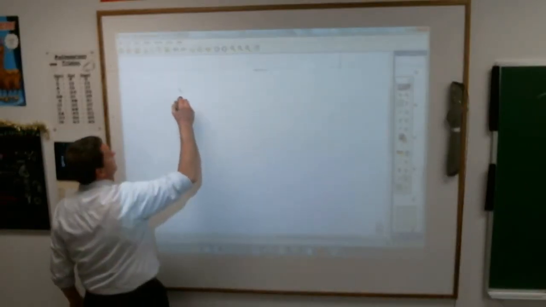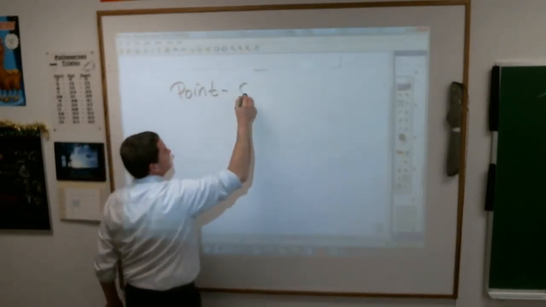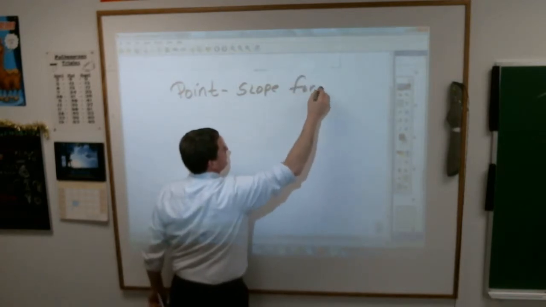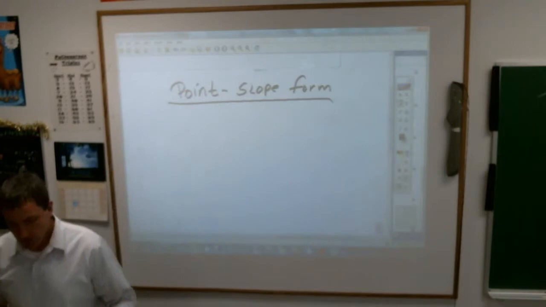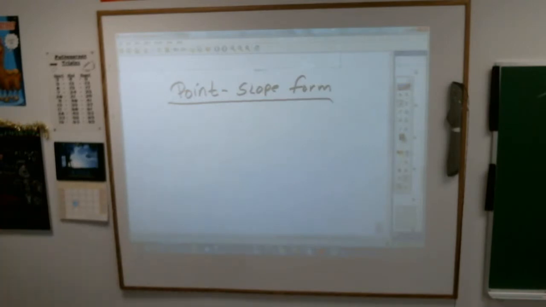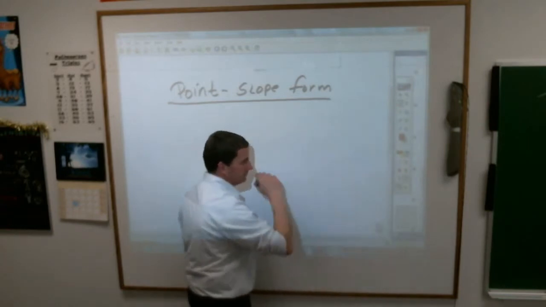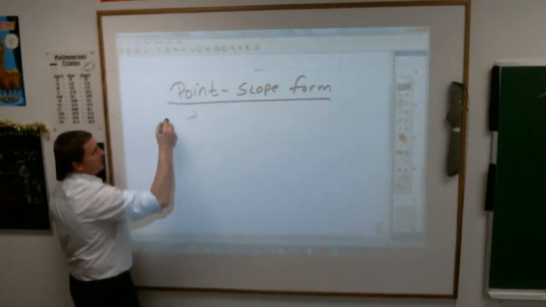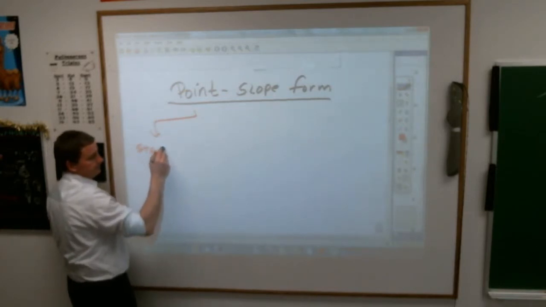Write this down. That's the title: point slope form of linear equations. And as a quick review, we've got two other ones we've used before on a regular basis. We have the standard form.